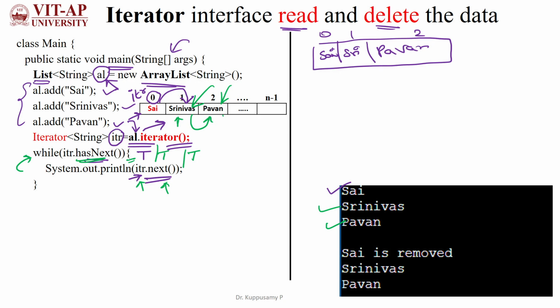Then again it moves to the next element, and there is nothing available. So while checking the condition, there are no elements, it will return false. Then it will come out of the while loop.